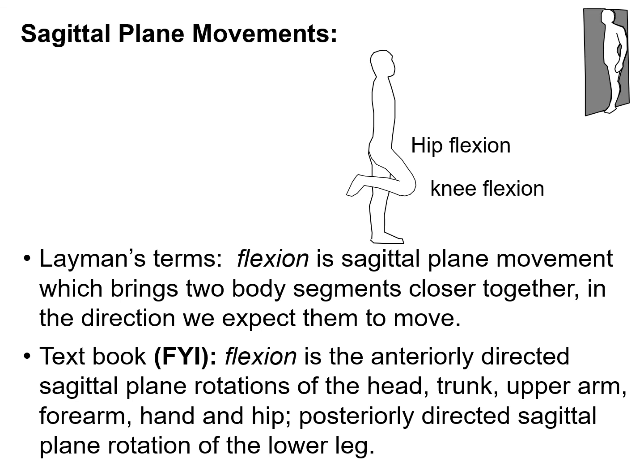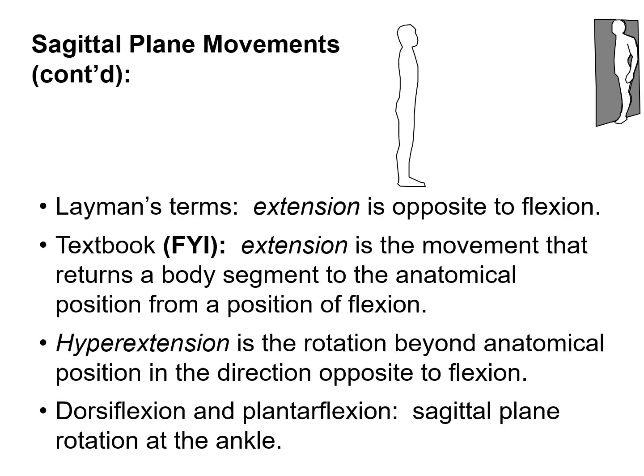So here we have hip flexion, which is anterior. We're just seeing a decrease of the angle or anterior motion of the thigh at the hip. And then we have knee flexion, where we're seeing posterior motion of the lower leg, okay, but it's still within the sagittal plane. We're decreasing this angle. So that's our flexion. The opposite of this is extension. In layman's terms, we can just say extension is the opposite to flexion.